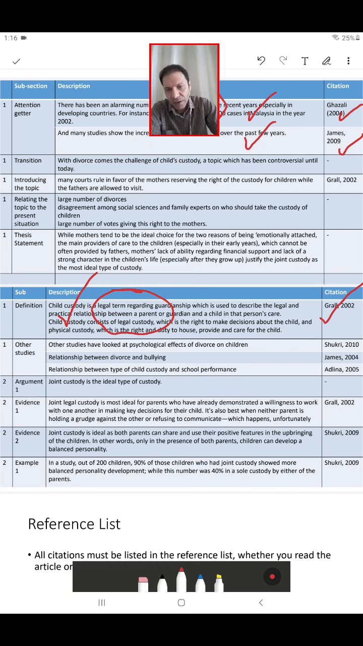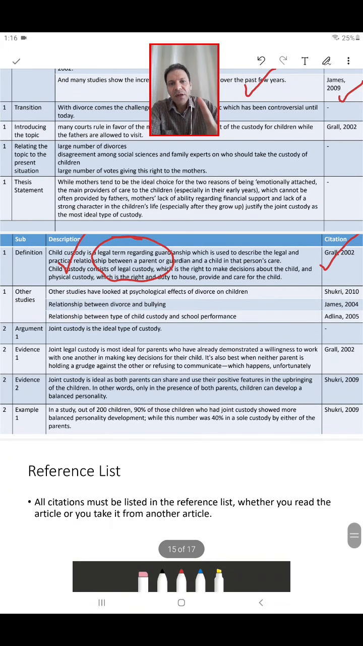You can refer to other articles and other studies. What have other studies done about divorce? What have other studies done about custody? Okay, so for example, one study looked at psychological effects, one study looked at bullying and divorce, etc. Okay, and this is an argumentative topic. So I have argument 1, evidence 1, example 1. If you can remember, if you don't, you go to the previous lecture when I talked about the evidences and example, and then I go to argument 2, argument 3, argument 4.